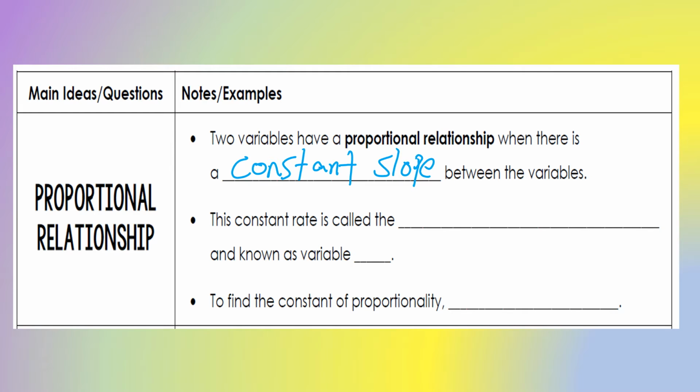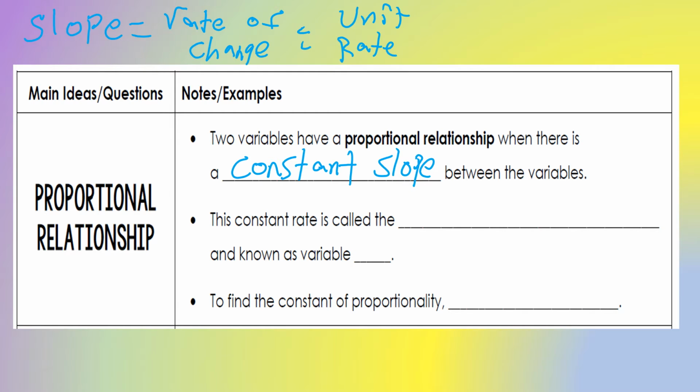Remember, when we've talked about slope before, there have been other words that mean the same thing. Slope, rate of change, and unit rate are all the same thing. There's another word that means the same thing. This is the constant of proportionality.